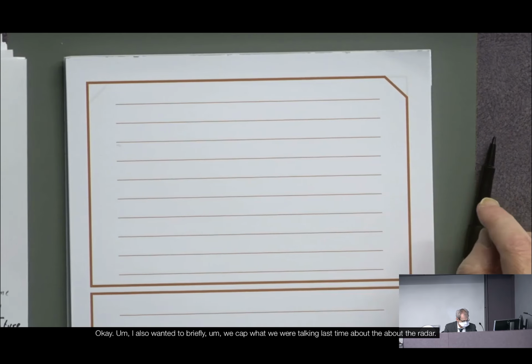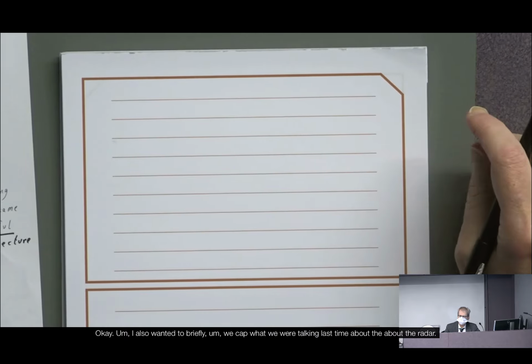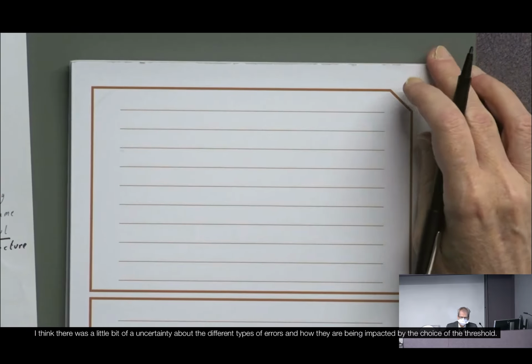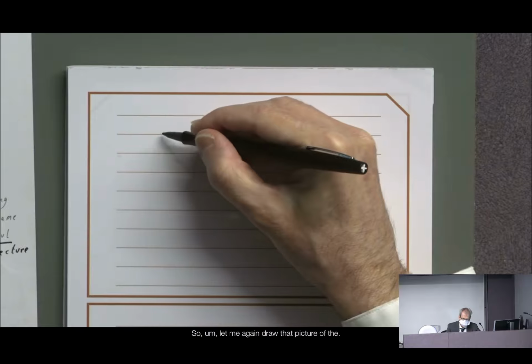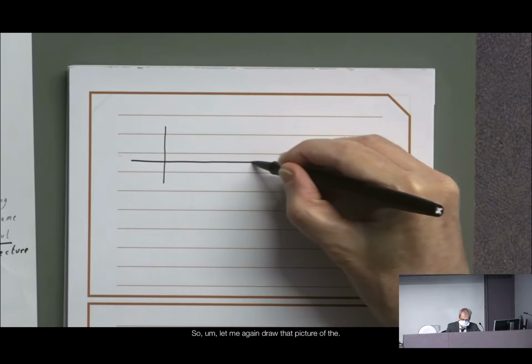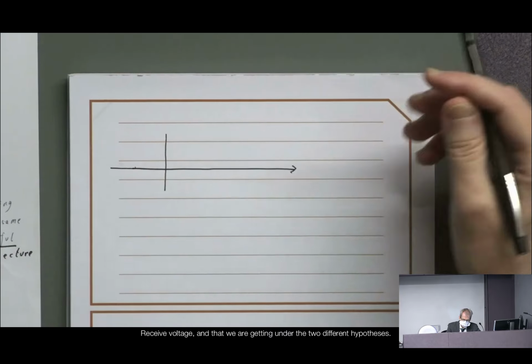Okay. I also wanted to briefly recap what we were talking about last time about the radar. I think there was a little bit of uncertainty about the different types of errors and how they are impacted by the choice of the threshold. So let me again draw that picture of the received voltage that we are getting under the two different hypotheses.